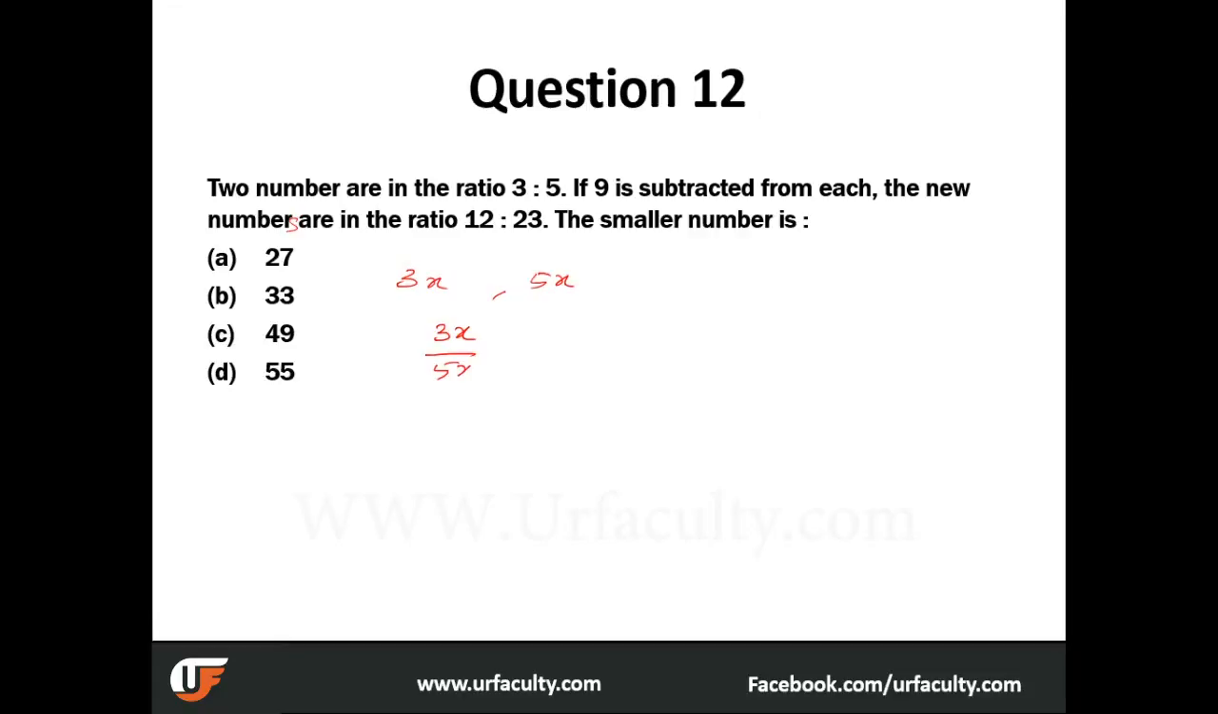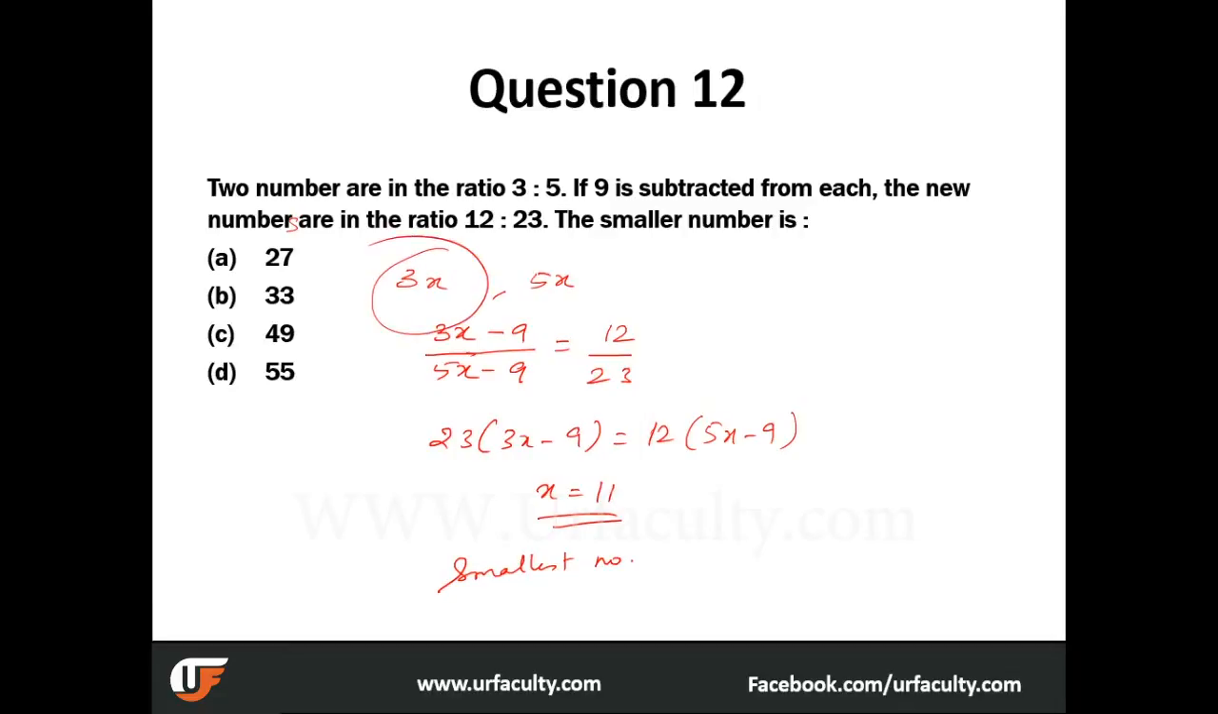3x by 5x, right? That's why they are in the ratio 3:5, and 9 is being subtracted from numerator and denominator. And what do you get? You get 12 by 23. Isn't it simple? Now all that you have to do is 23 times (3x minus 9) is equal to 12 times (5x minus 9). And what do we get? On solving this, you will get x is equal to 11. Please check on that. And hence the smallest number is what?